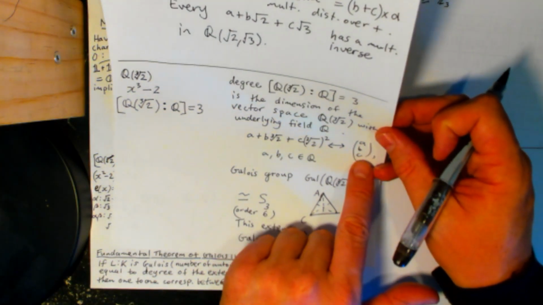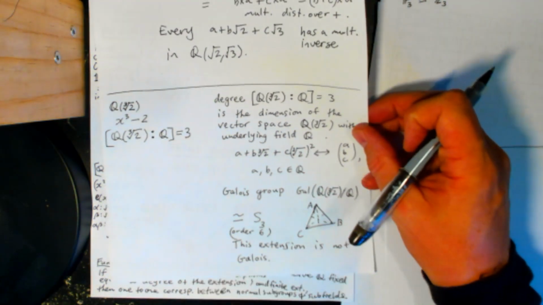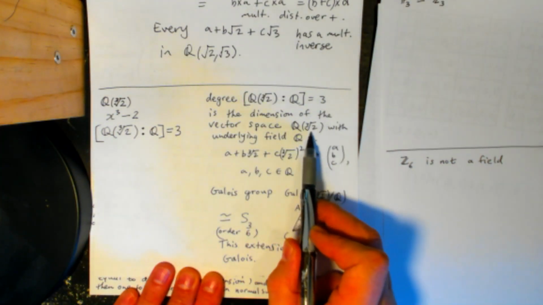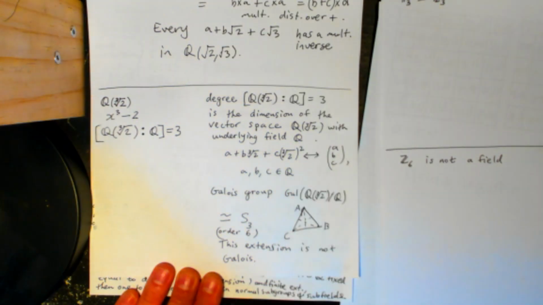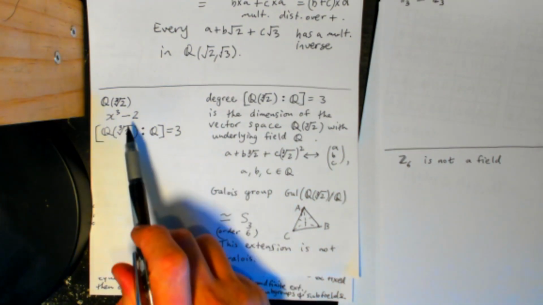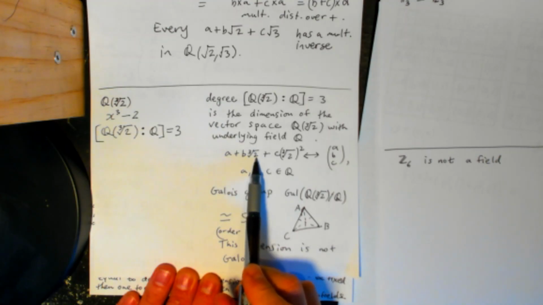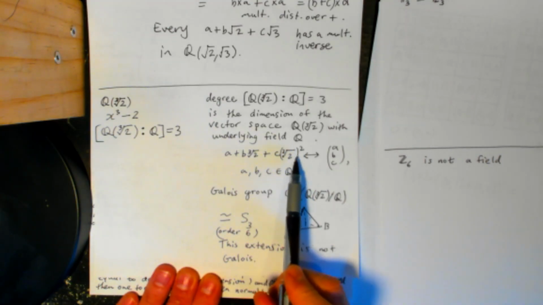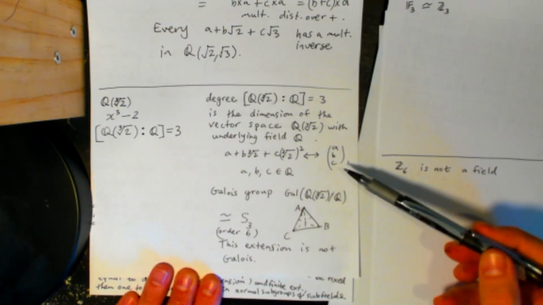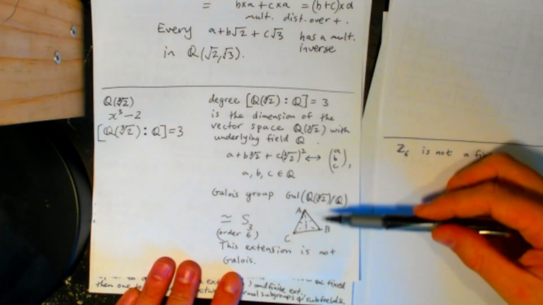And I need 3 elements to represent this as a vector space over the underlying field Q here, right? So this is the dimension of the vector space Q adjoin the cube root of 2 over the underlying field Q. So you see that the elements of this field are of the form a plus b cube root of 2 plus c cube root of 2 squared, and this corresponds to the vector (a, b, c), where a, b, and c are rational numbers.